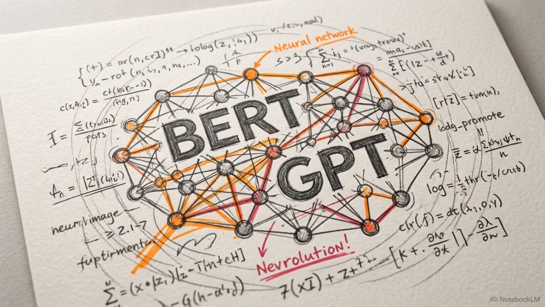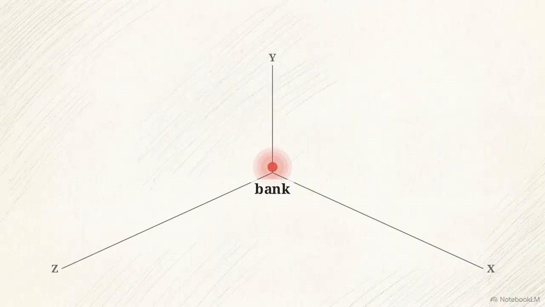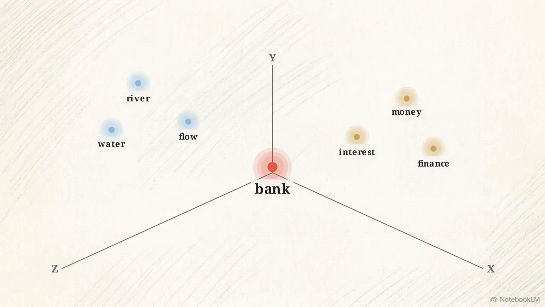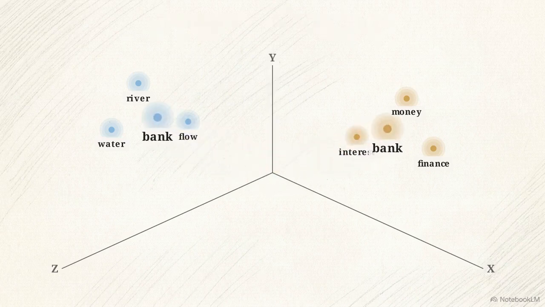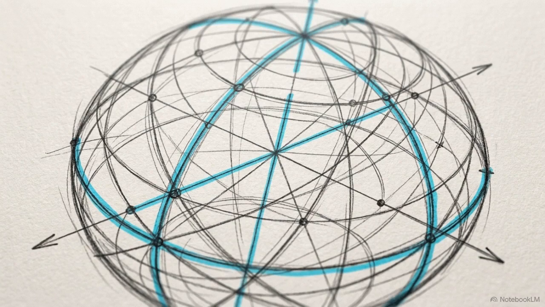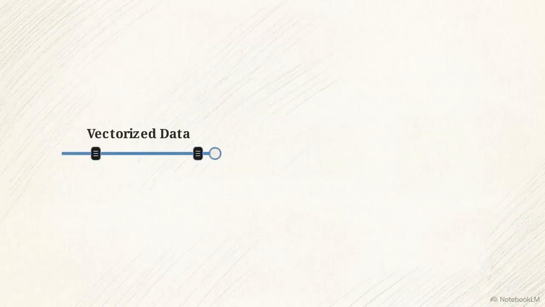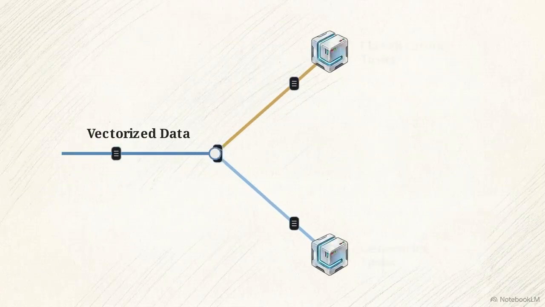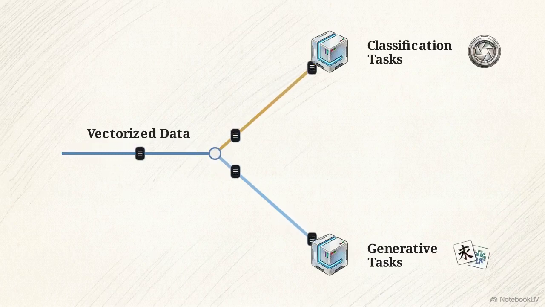The architecture evolved further with contextual embeddings, powered by models like BERT and GPT. Instead of a static location, a word's vector coordinates dynamically adjust based on the surrounding tokens in the sequence. The word bank splits into completely different mathematical coordinates depending on whether it is surrounded by river vectors or money vectors. By plotting words as dynamic coordinates, we successfully translate human semantic intent into pure geometry. Once vectorized, the pipeline diverges into specific neural network architectures depending on the desired NLP task.